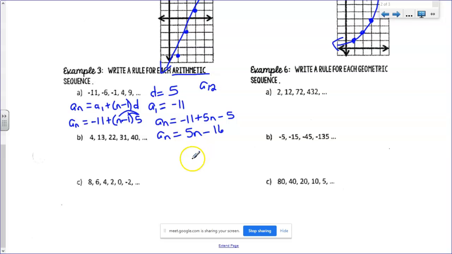Plug in 12 for n. So I would say a to the 12th equals 5 times 12 minus 16. 5 times 12 is 60, minus 16 is 44. So this is the reason we need the formula, because just going down through here, it would be easy to find the next number, the next number, the next number. But what if I needed the 500th number? Do you want to have to keep adding 5 each time to get there?